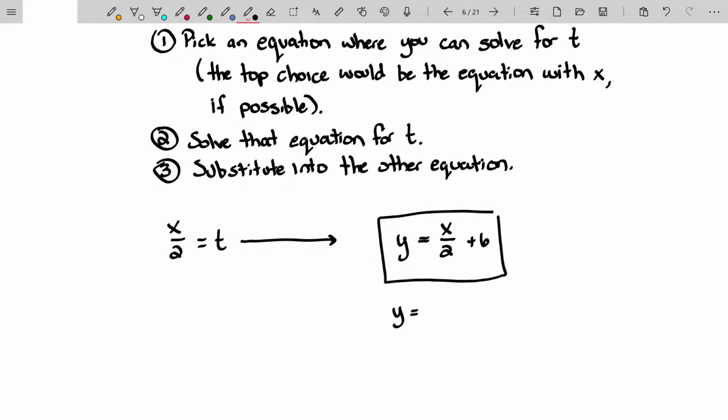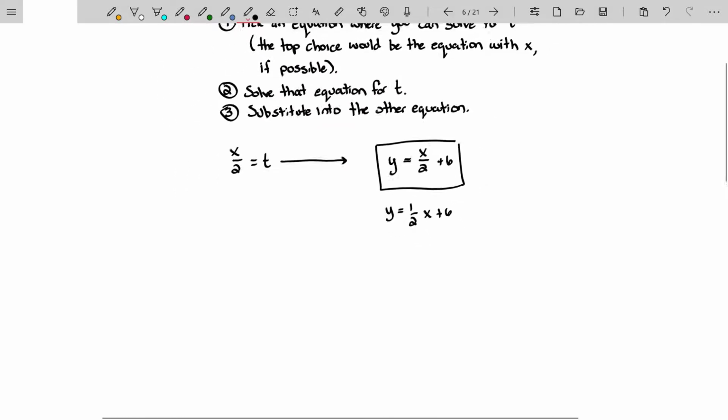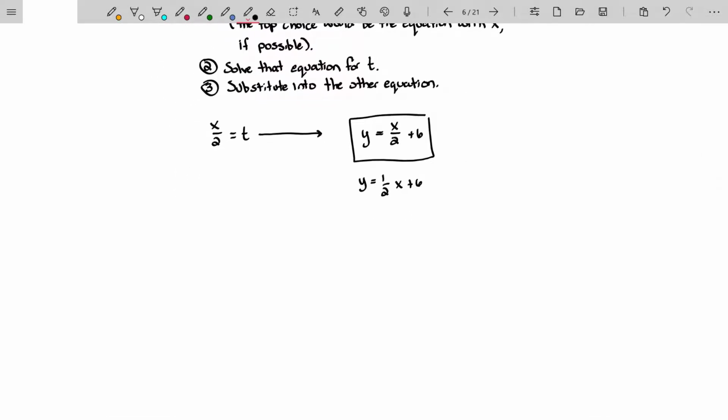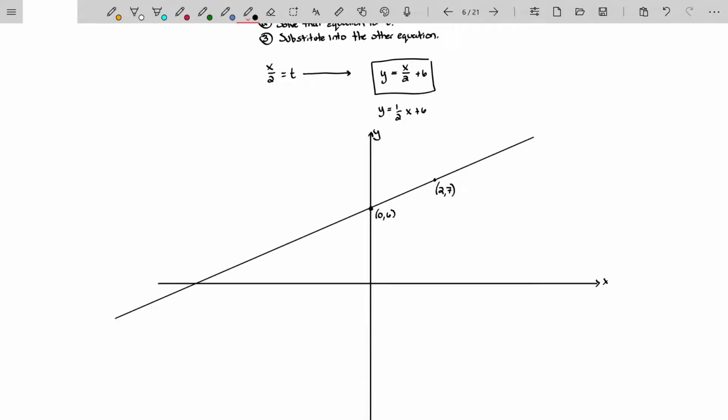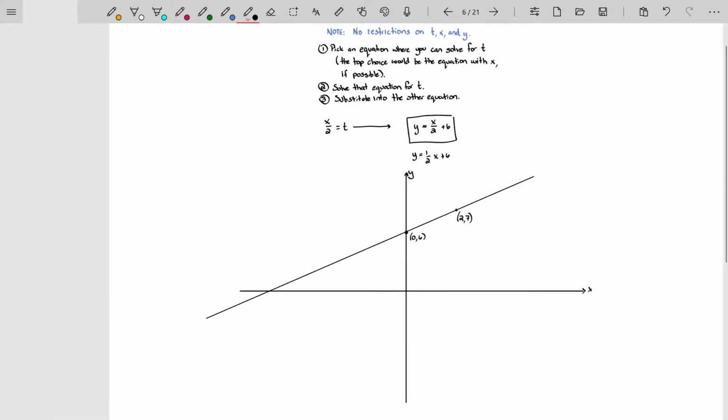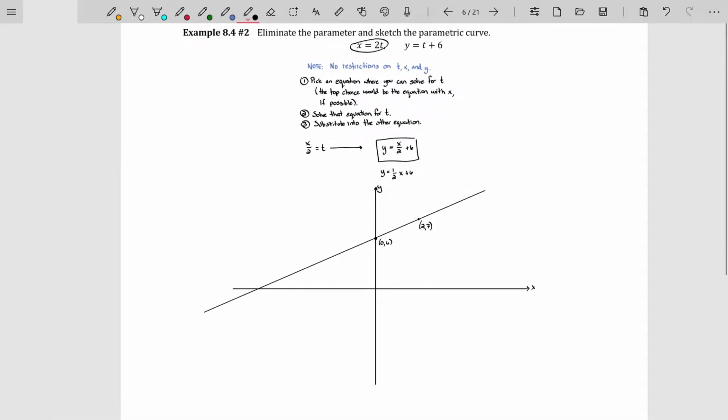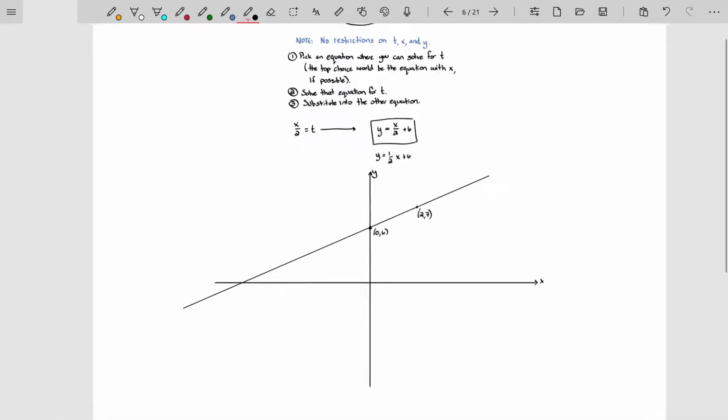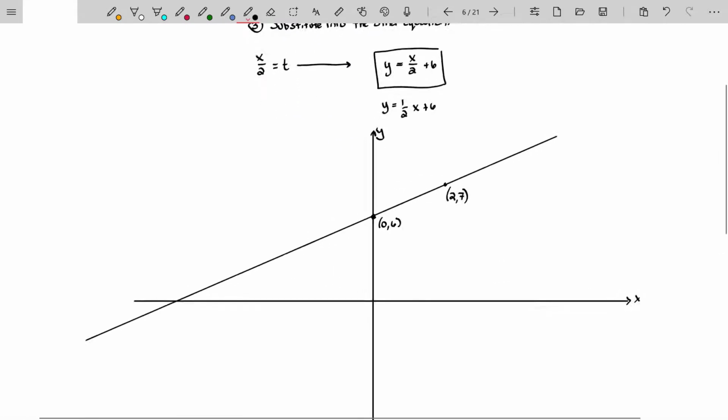A lot of people would prefer to write this as 1/2 x plus 6. So let's see, that's a line with y-intercept at 6 and slope 1/2. And there we have it. That's the line that we get. We have our x and y axis there. The only thing that you don't get from the Cartesian form of this parametric equation is the path of travel.